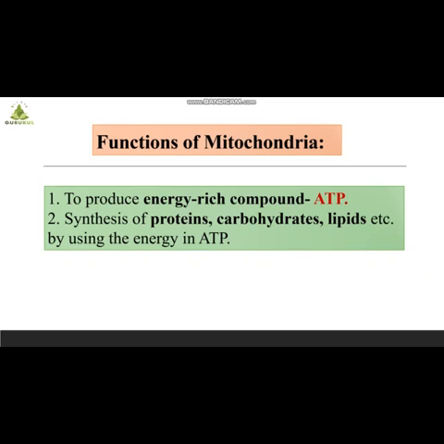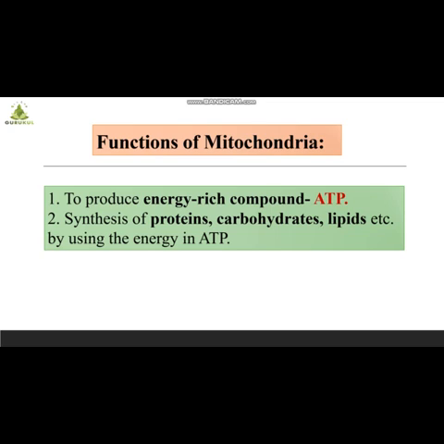What are the functions of mitochondria? Students, as I said, energy production. So what does mitochondria do? It produces an energy-rich compound. Which compound? ATP. As I said, they oxidize carbohydrates and fats in the cell, and during this process energy is released and stored in the mitochondria in the form of ATP.